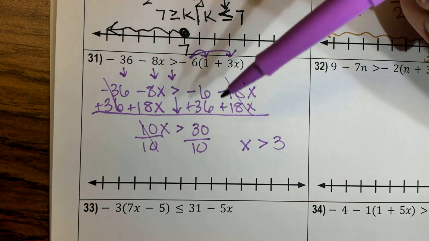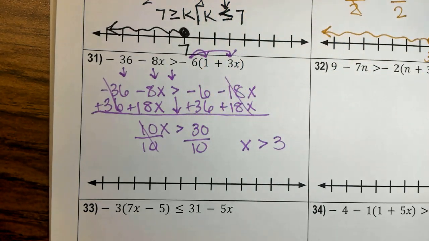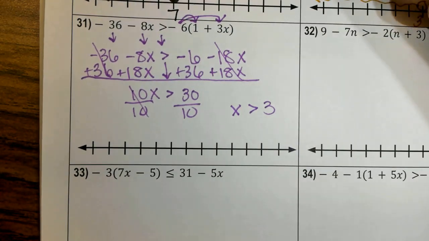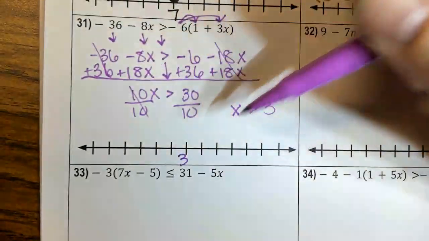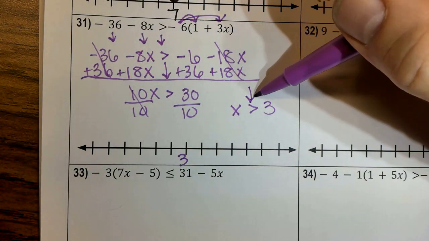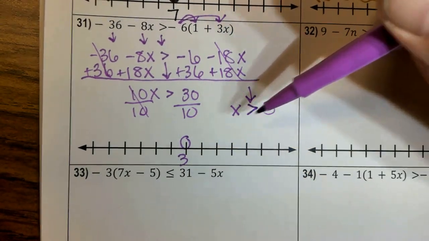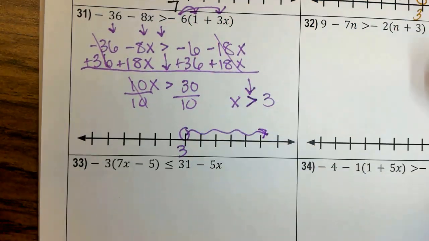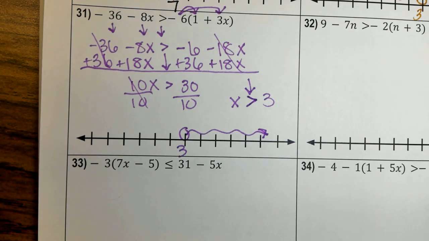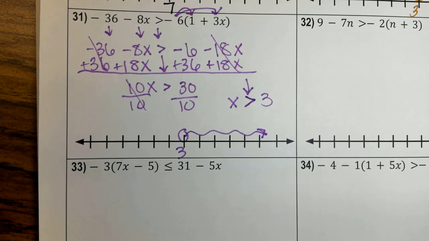Okay. Remember, I don't flip it because I didn't divide or multiply by a negative number. So for my answer, I can just put 3 wherever I want. My inequality is not underlined. Open circle, and then greater than goes to the right. And I'm done with that one.